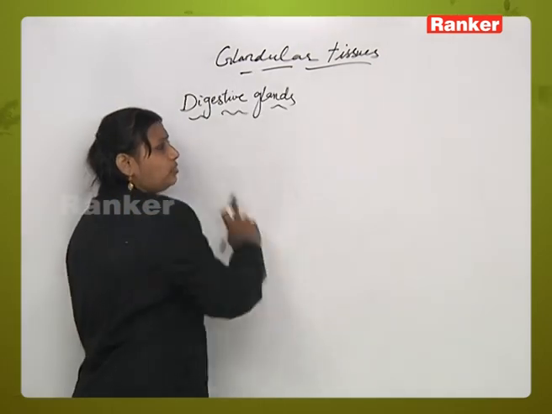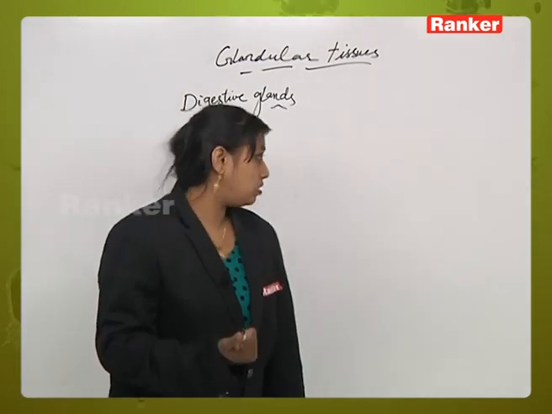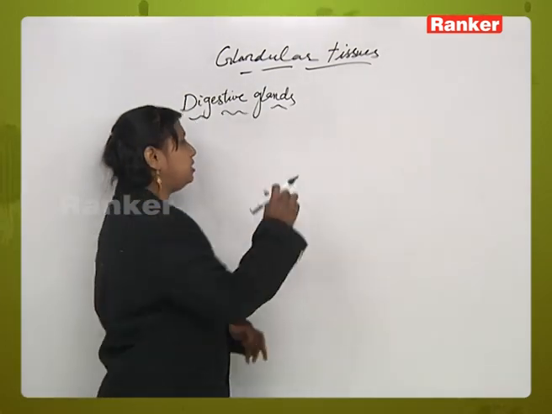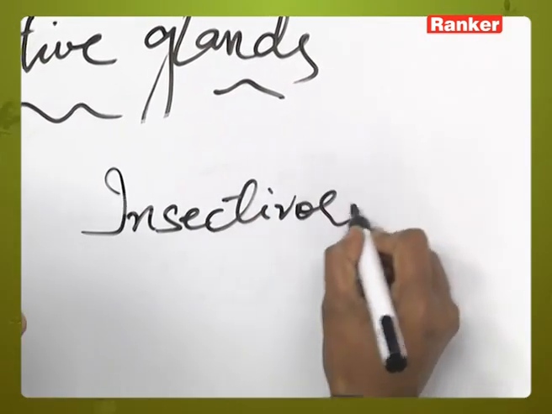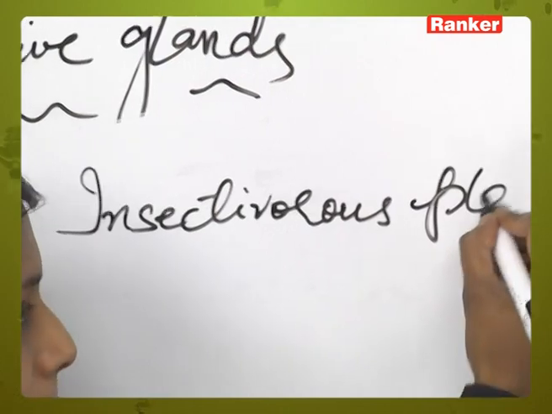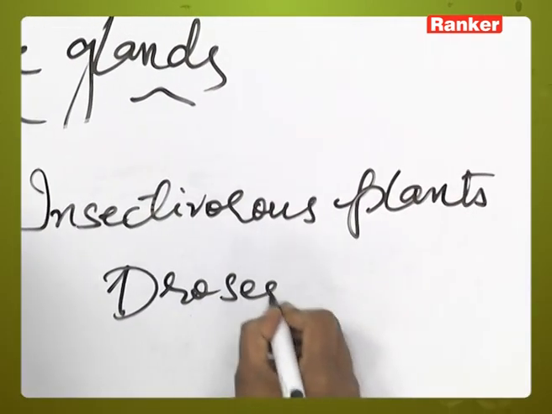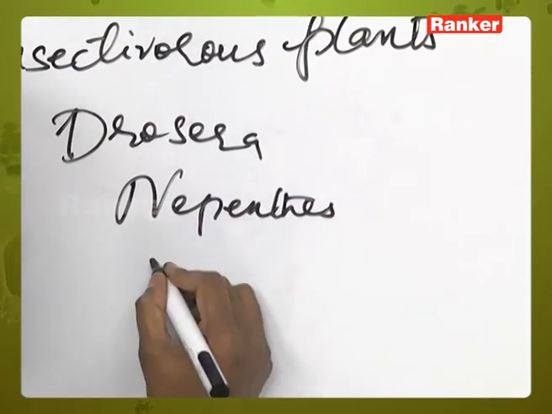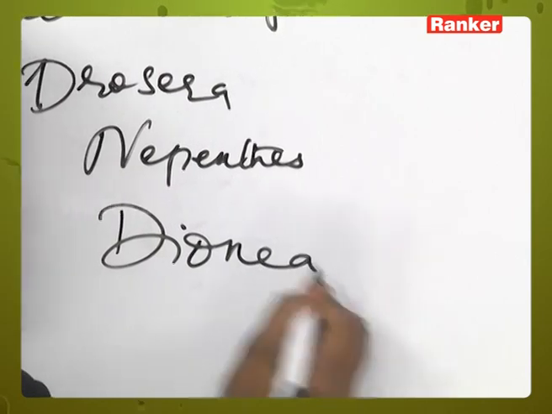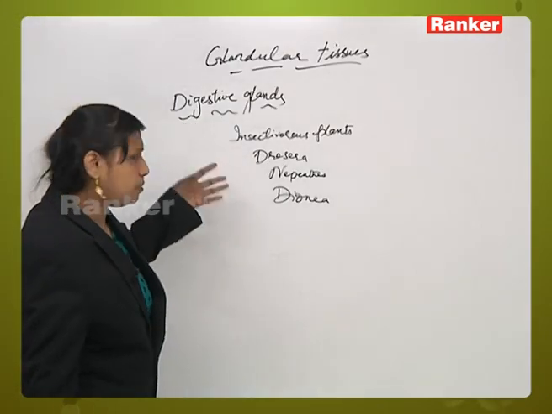Now, what is the use of digestive glands? Why are we using the word digestive in the glands? Here, for example, in some insectivorous plants. What are insectivorous plants? Like Drosera, Nepenthes, Dionaea. These are a few insectivorous plants as per your syllabus.